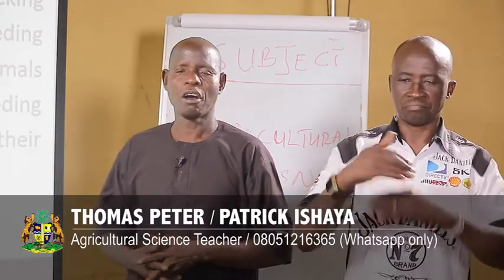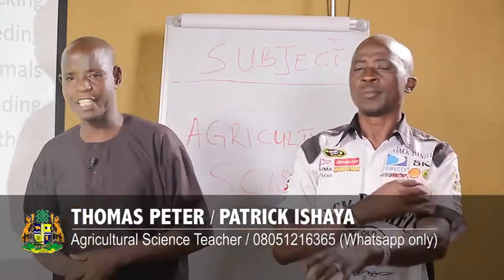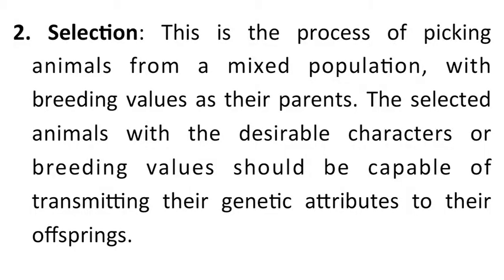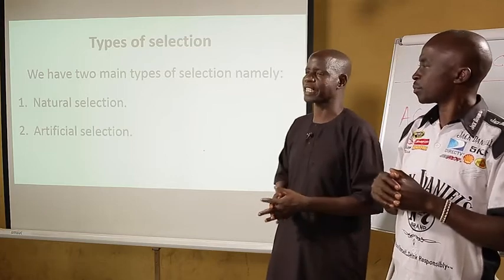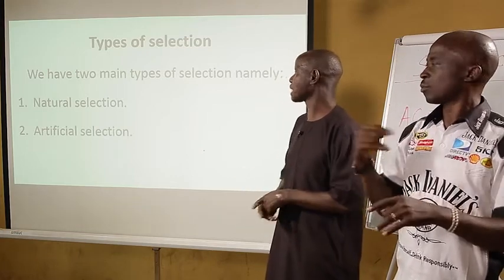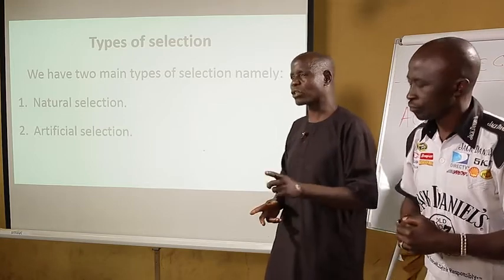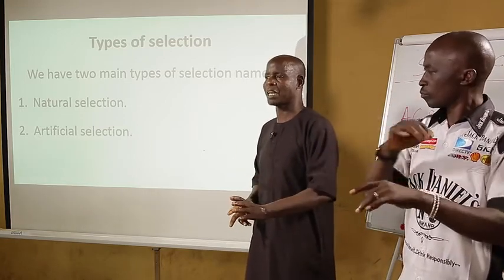The next method of animal improvement is selection. This is the process of picking animals from a mixed population with breeding values as their parents. The selected animals with the desirable characters or breeding values should be capable of transmitting their genetic attributes to their offsprings. Types of selection. We have 2 main types of selection, namely natural selection and artificial selection.